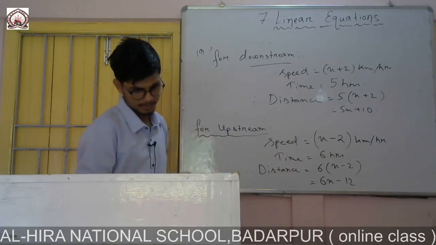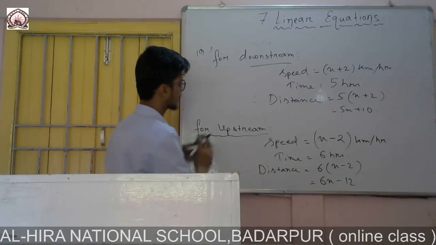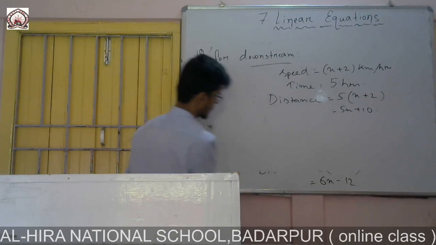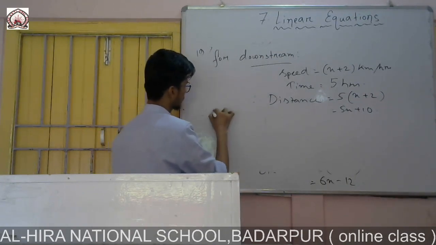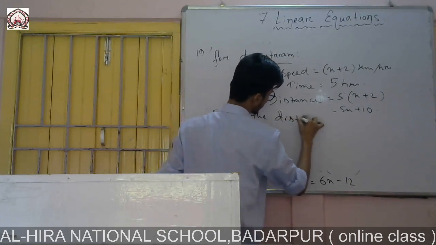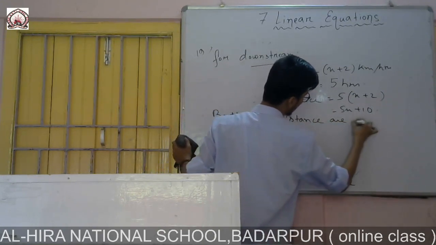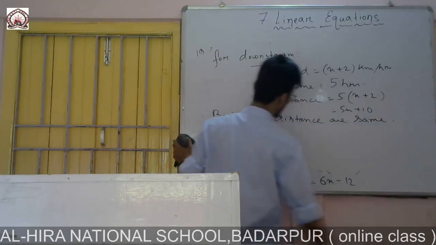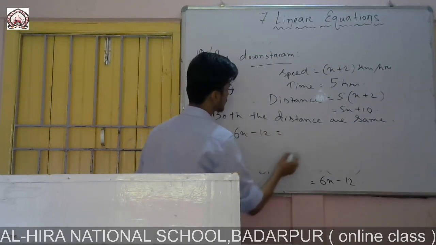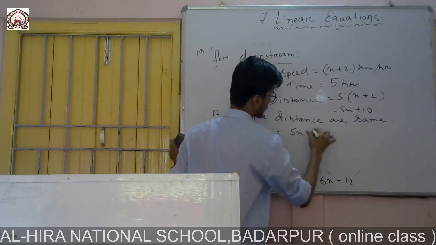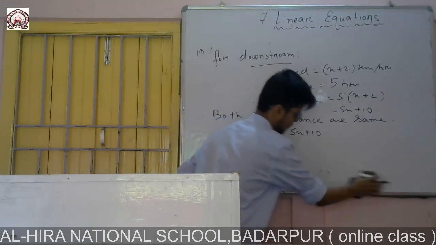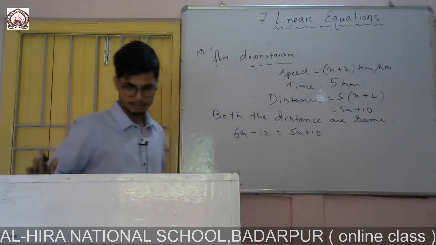So you write, since both the distances are same, so I can write, distance of upstream will be equal to distance of downstream. Distance between these two coasts remains the same. So now I will solve this one.